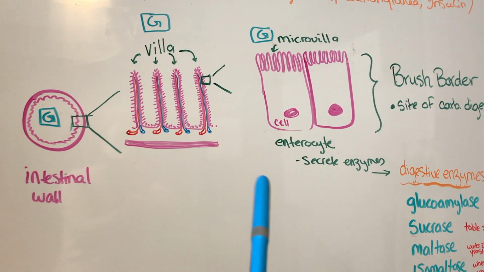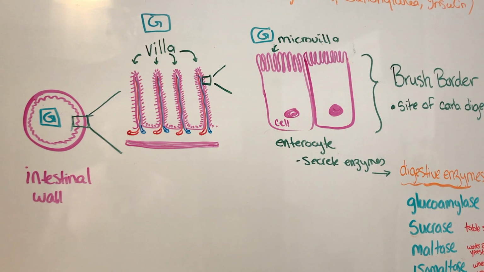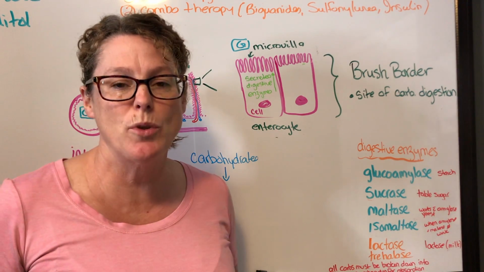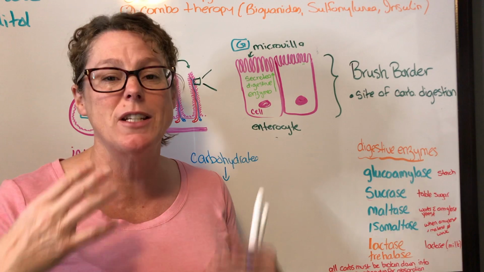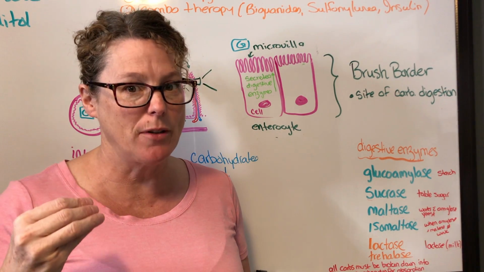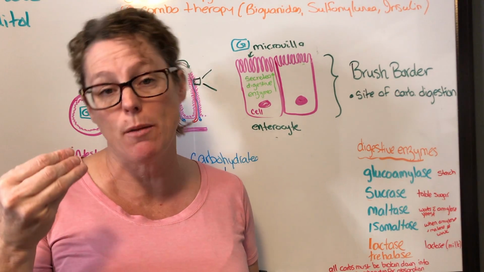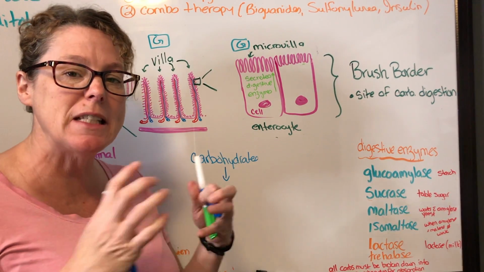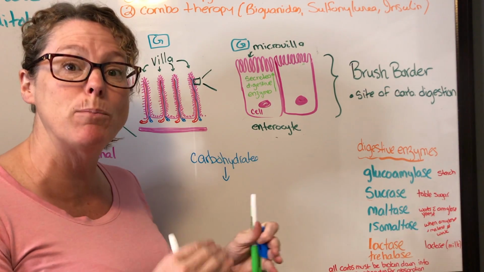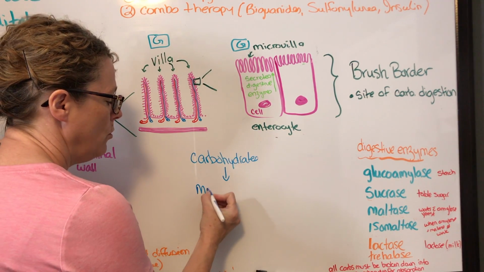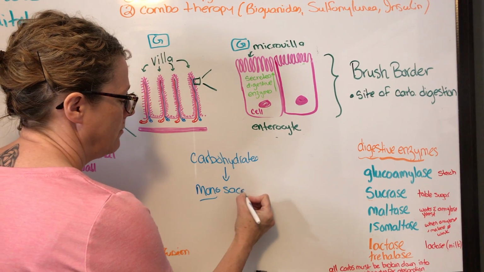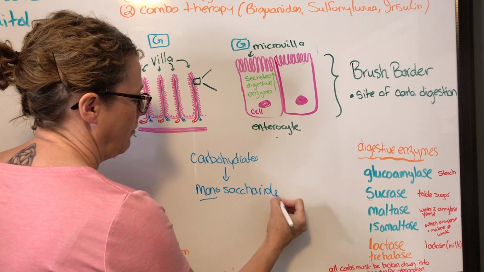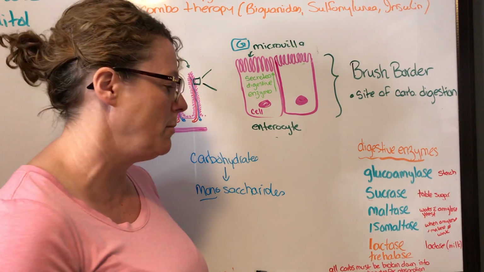The enterocytes are responsible for secreting enzymes, and these are the digestive enzymes that are going to help break down our starches and carbohydrates into sugars so that our body can use that for energy. We begin the process with mechanical and chemical breakdown in our mouth with chewing, and amylase is one of our digestive enzymes that starts that process in the mouth. As food travels down further, our carbohydrates are still in long chains, and they're very complex, and they need to be broken down into mono, meaning single, saccharides. And that's where these digestive enzymes come into play.